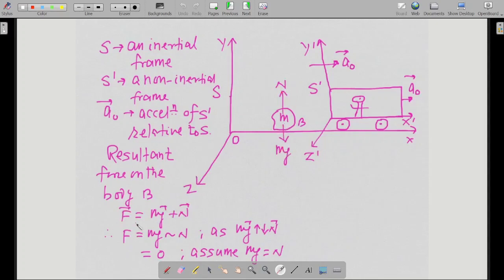Now removing the vector sign, what will you get? This mg is in the downward direction, this normal reaction is in the upward direction. So what will you get? You will get negative sign over here. Okay, minus sign. Let me draw properly.